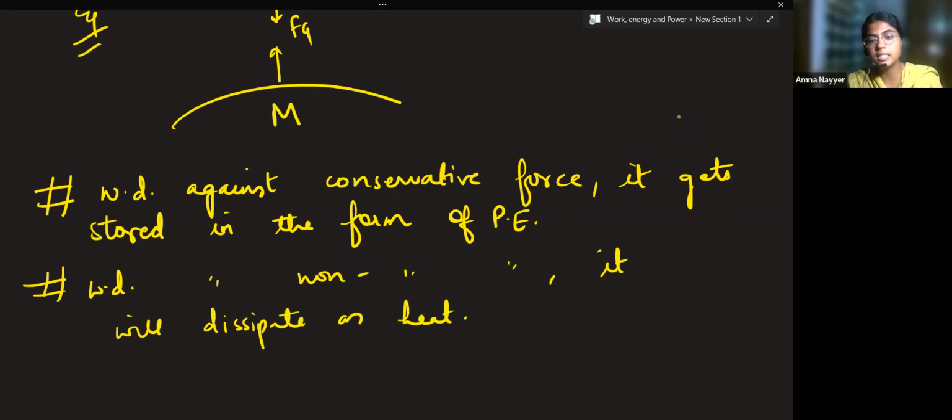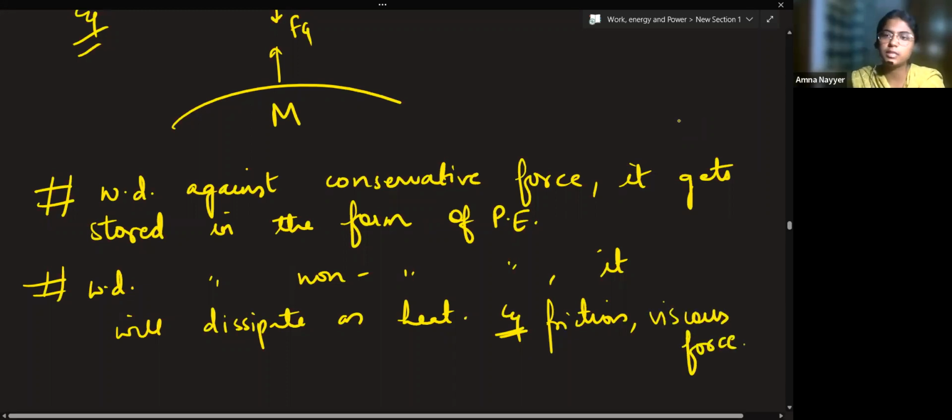as heat. Oh, I didn't give you examples of non-conservative forces. Friction force, viscous force. Viscous force we'll see when we do mechanical properties of fluids. There you have viscosity, which is exactly friction for fluids. So this is just the difference. That's why we are focusing on this only.